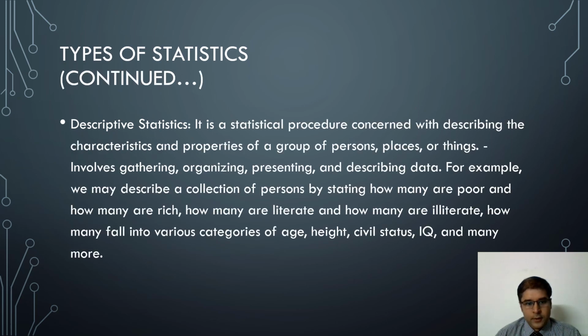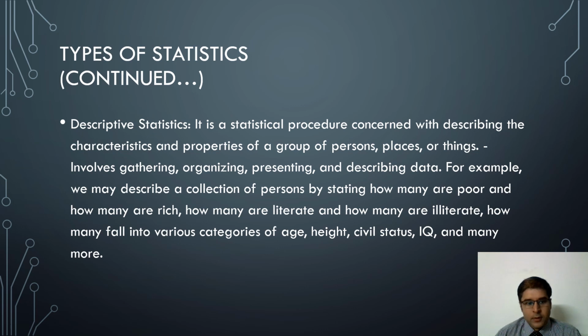Descriptive statistics deals with how we characterize and make groups of data based on certain properties of that data or subset of data. So the definition is it is a statistical procedure concerned with describing the characteristics and properties of a group of persons, places or things. So this involves gathering and organizing, presenting and describing data.